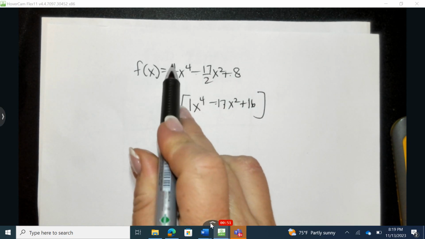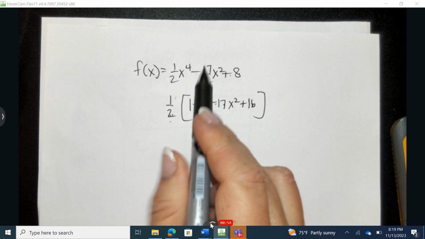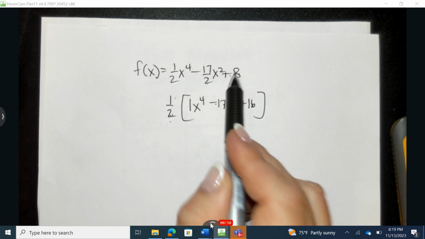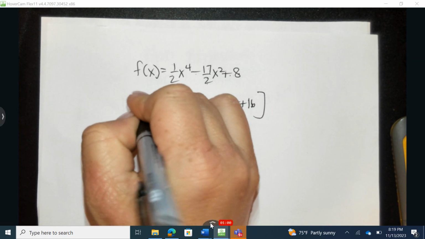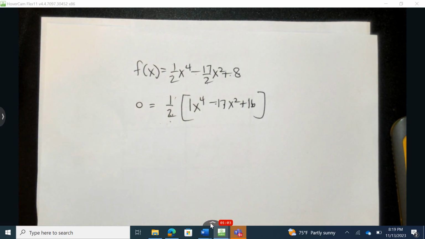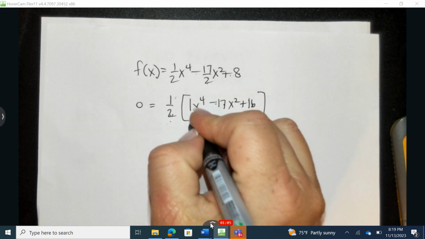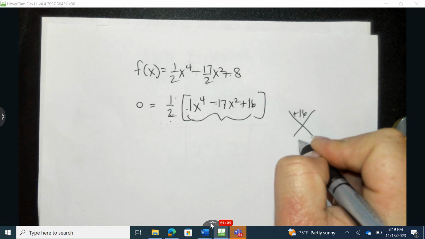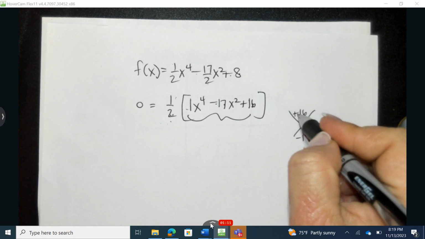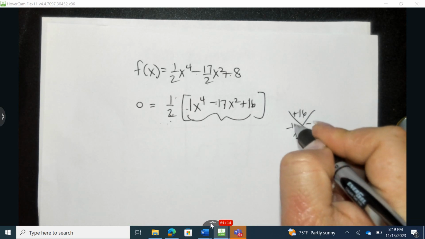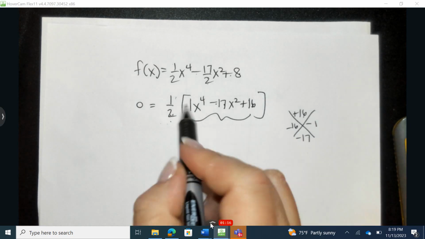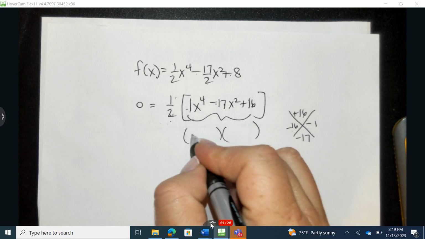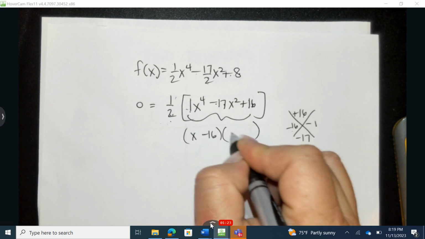So 1 times 1/2 is 1/2. Negative 17 times 1/2 is negative 17/2. And 16 times 1/2 is 16 divided by 2, which is 8. Okay, all of that looks great. All right, the next thing I'm going to do is figure out, how can I factor this? What multiplies to give us a positive 16 and combines to give us a negative 17? They will be the same sign, both negative: 16 and 1. Now, because the leading coefficient is positive, I'm lucky here. So this is going to be x minus 16 and x minus 1.